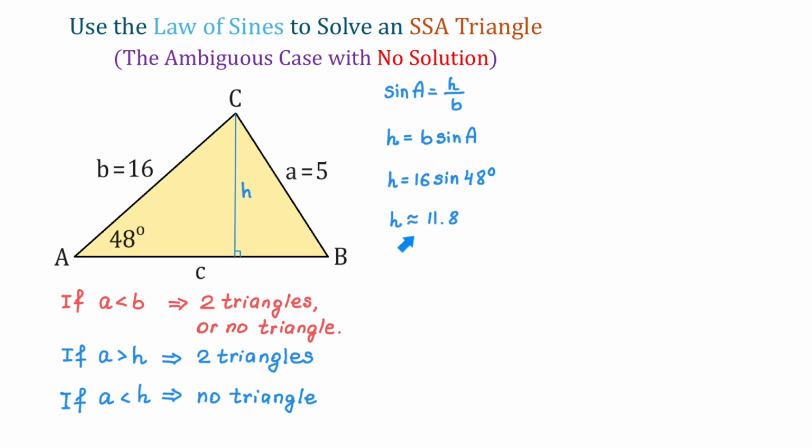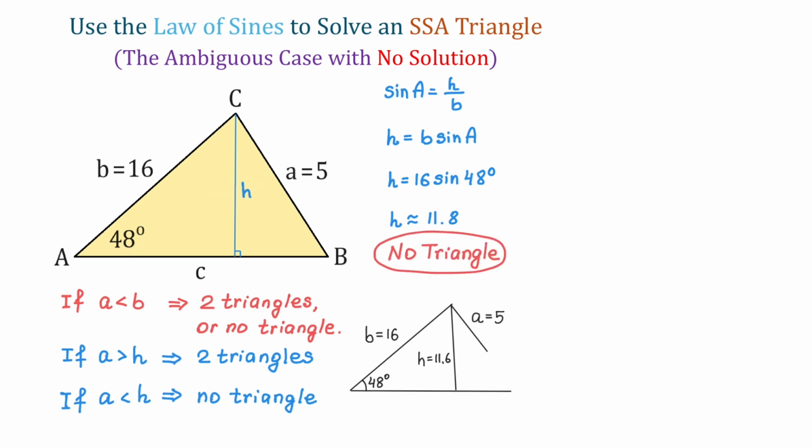So we just found h, and we see that a is less than h. This means that with the given information, we cannot form a triangle. So this is what we actually have, a side that is too short to close and form a triangle.